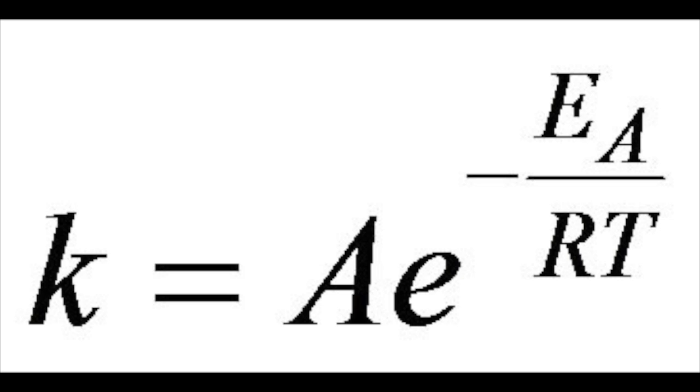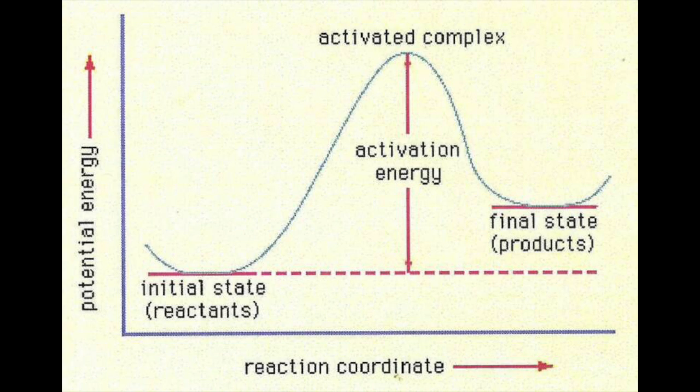The Arrhenius equation shows the relationship between the rate constant and the temperature in Kelvin. The activation energy, EA, is an energy barrier or hump that must be surmounted for the reactants to be transformed into products. The higher the activation energy, the slower the reaction rate at a given temperature.